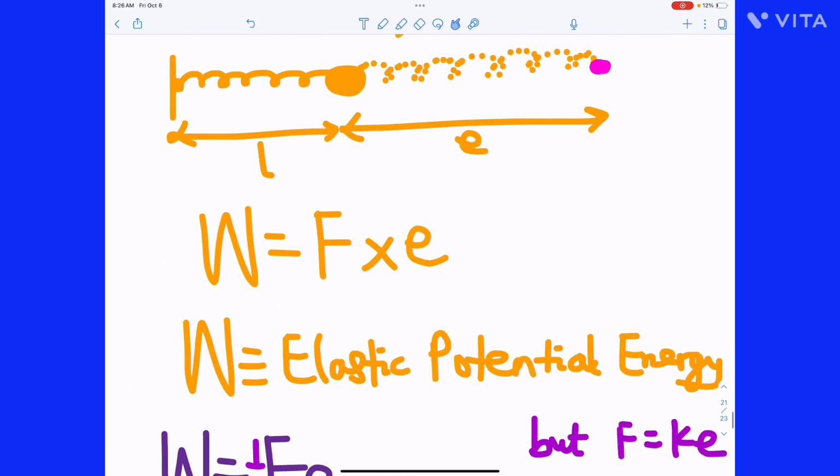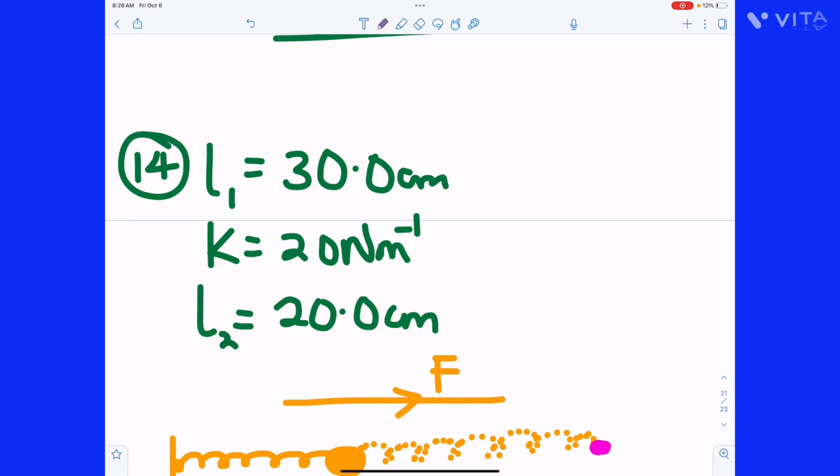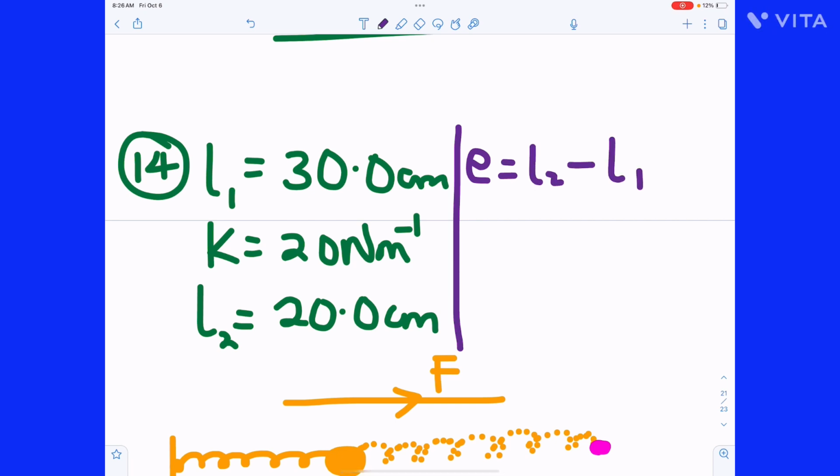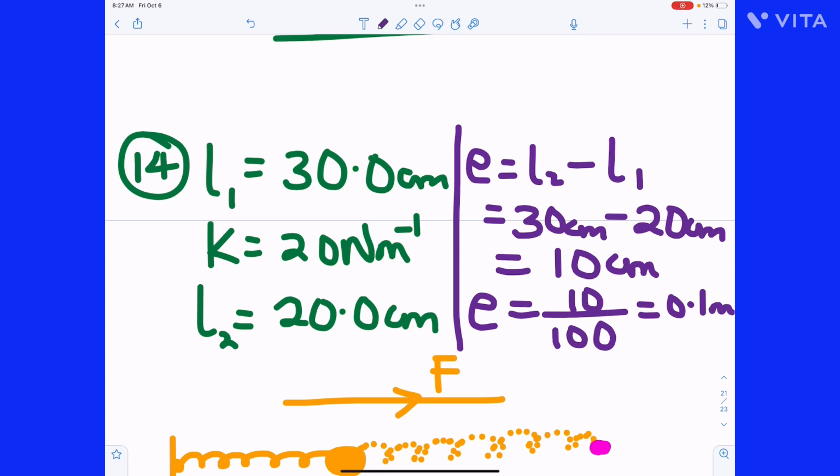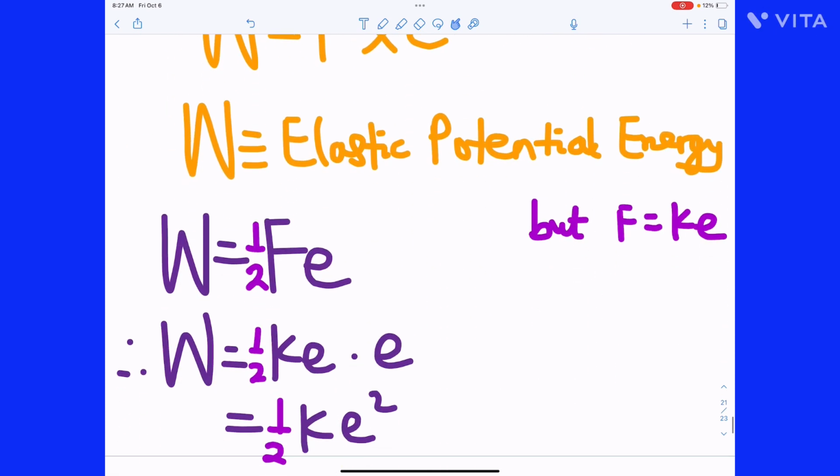Let's get our extension. What will our extension be? We know our values, so our extension will be L2 minus L1. We didn't find the extension before, so let's get it. L2 minus L1 will be 30 centimeters minus 20 centimeters, so your extension is 10 centimeters. Take note, centimeter is not the SI unit of length, so you divide by 100 to change it to 0.1 meters. So our extension is 0.1 meters.